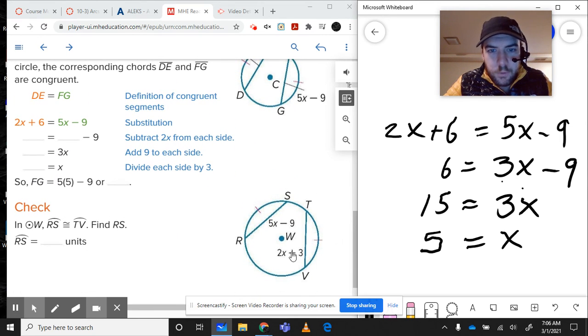Same thing would happen on this one, so we would take these two chord lengths that they've given us, and we would set them equal to each other, move through our algebra steps until we have x equals whatever it equals. Okay, so that is it for example number two.